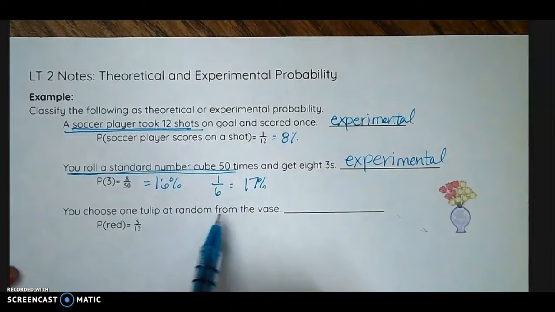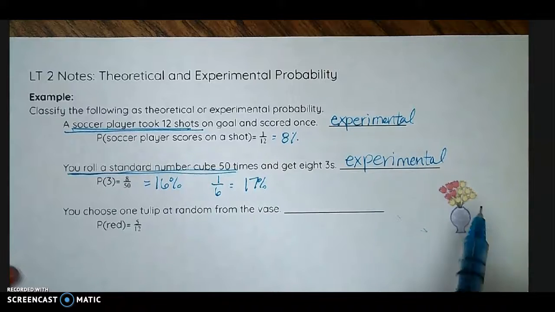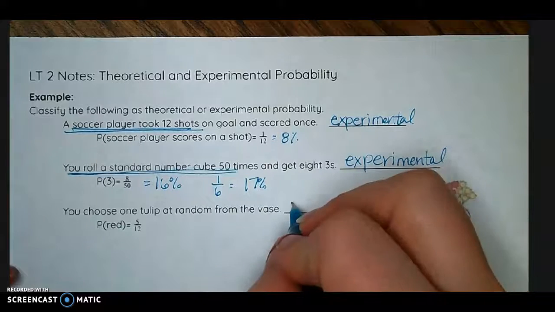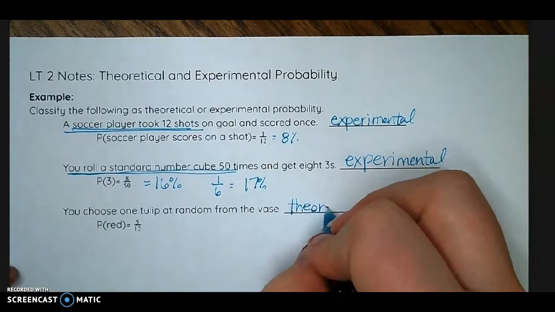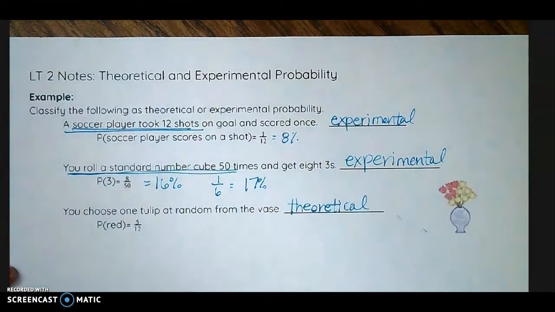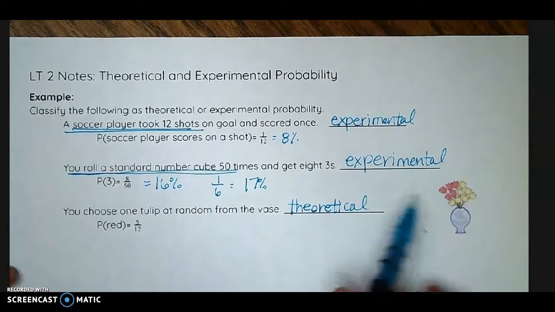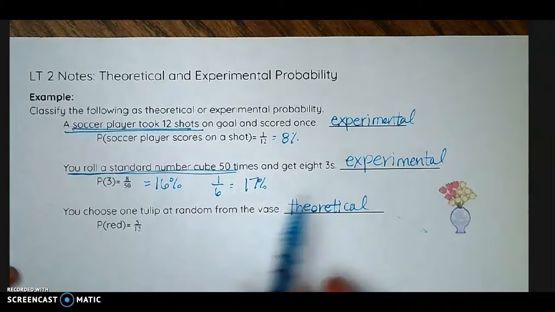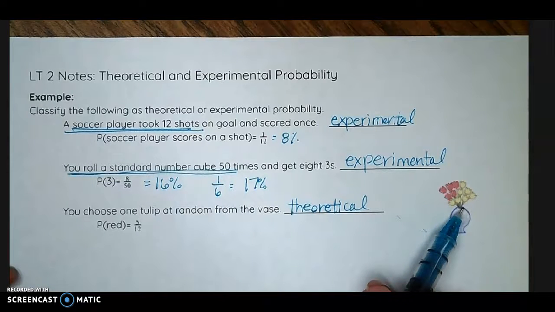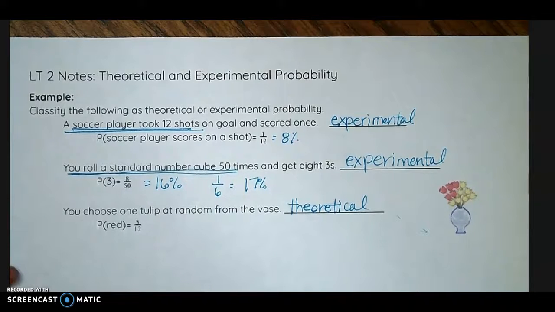You choose 1 tulip at random from the vase, and they have 5 out of 12. This is theoretical. This is exactly what is going on here. There are 5 and there are 7. There are 12 total. So it isn't I've repeatedly pulled tulips out, and this is how many I got out of how many tries. This is what one time with all events likely possible. You're going to do some practice with this, and let us know if you have any questions.